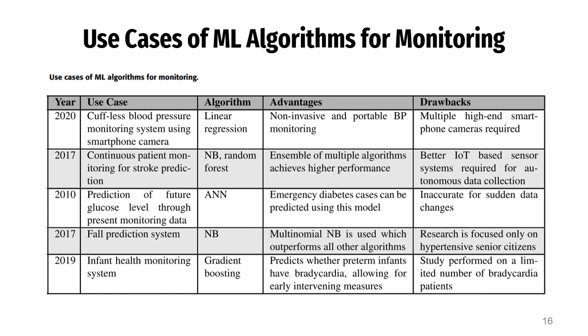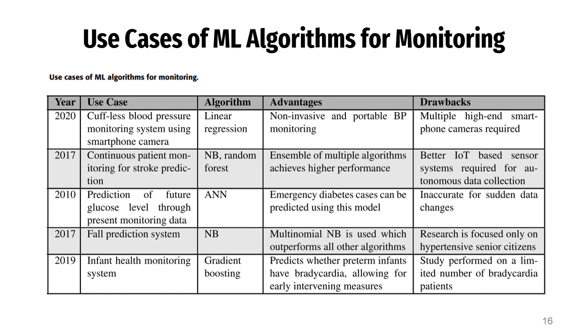Advantage: multinomial NP is used, which outperforms all other algorithms. And the drawback is that research is focused only on hypertensive senior citizens.